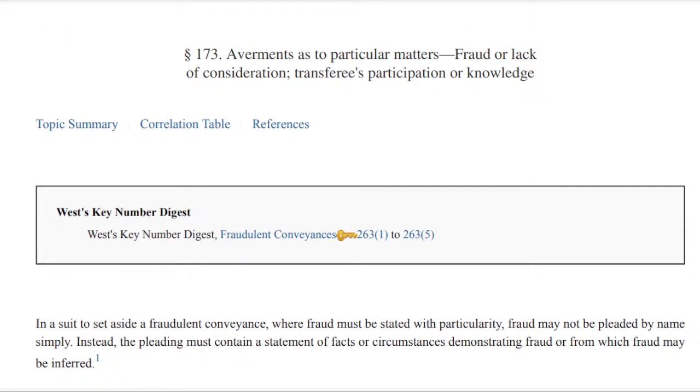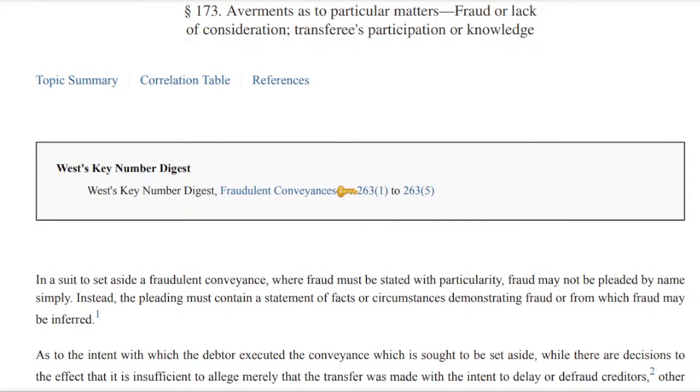Here we go. Section 137. Averments as to particular matters, fraud or lack of consideration, transferees, participation, or knowledge. Of course, averments. I'm not too good on the terminology of the speaking here, but this is basically your allegation, or what you're stating as a fact here for the case. So it's just another way of saying that. I'm not too sure why they're using that as opposed to allegations, but I guess this is the technical term when we're speaking about conveyances. So let's proceed.